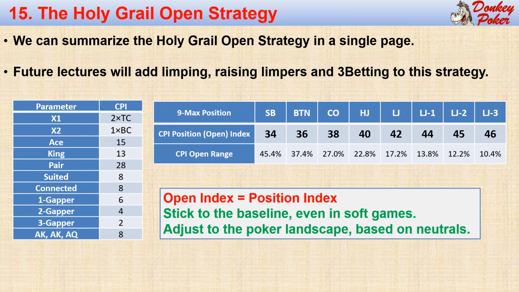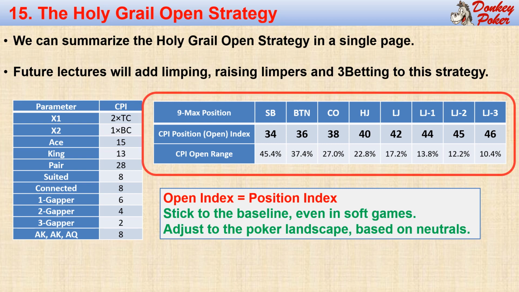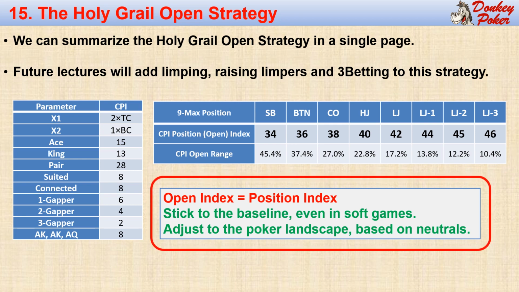The Holy Grail strategy is so simple, we can summarize it on a single page. So far, we have only the opening strategy, but we will add limping, raising, and 3-betting in future lectures. The CPI algorithm is here. The Holy Grail opening algorithm is here. Finally, we have the Holy Grail summary so far. It's pretty simple, isn't it?